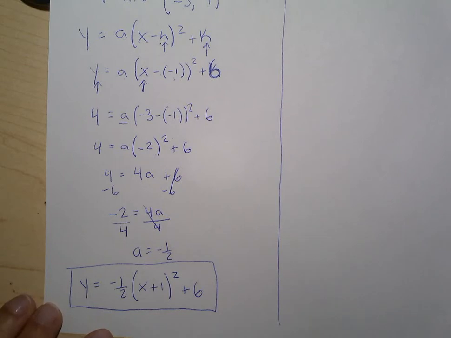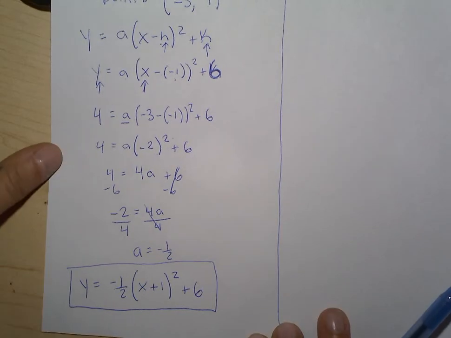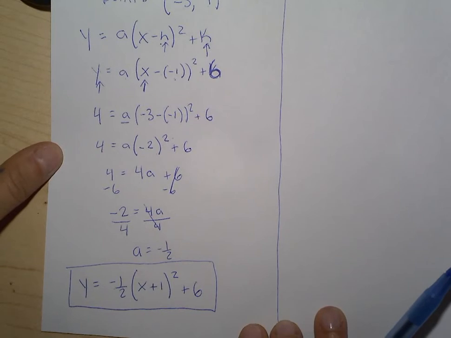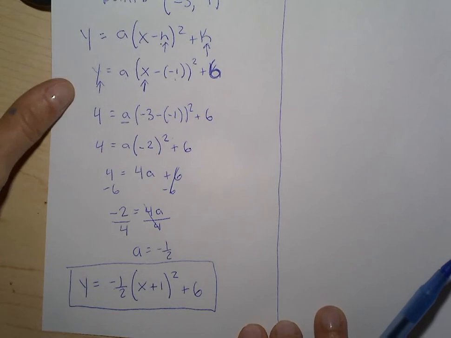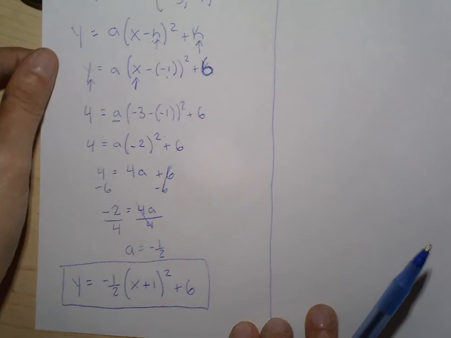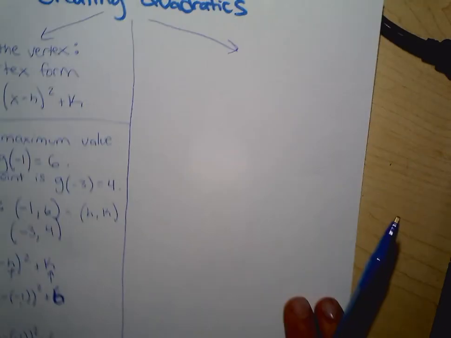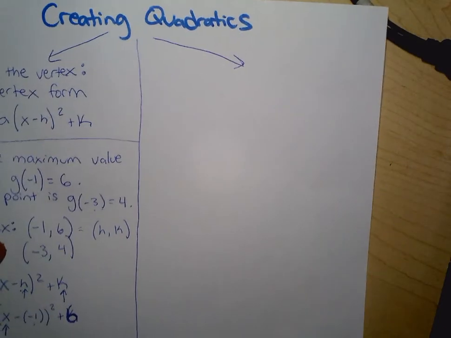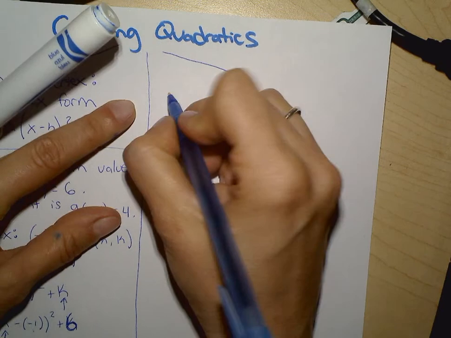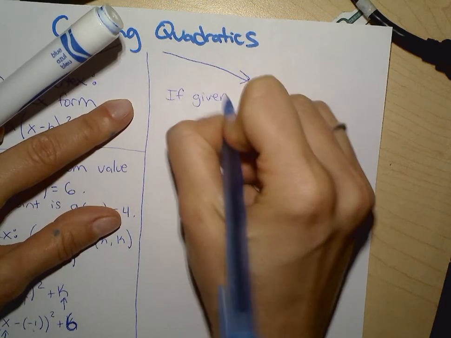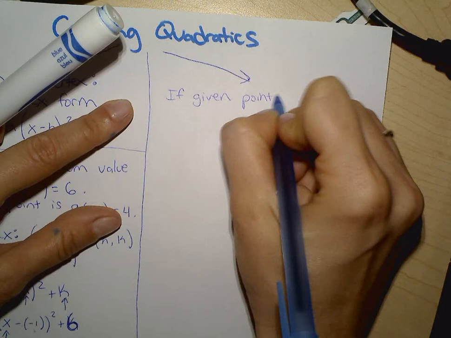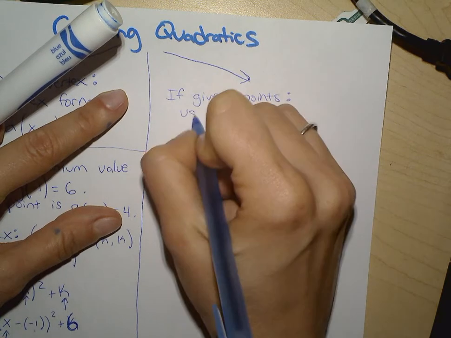So now we're going to go through a problem that doesn't give you the vertex. If a problem doesn't give you the vertex, then we're going to be using the standard form. Does everyone have that down? All right, so go to the right side of your sheet. If given points, use standard form.